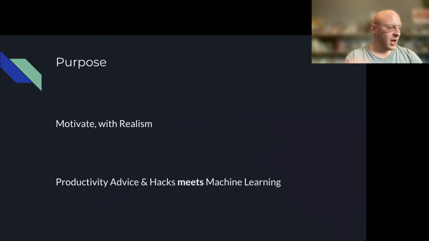So to start off, the purpose of this talk: first of all, I want to motivate you guys, because of course I do. But second of all, I want to be realistic. I think that a lot of people who are having this kind of conversation make the mistake of being overly flowery when it comes to how easy something's going to be. And then people get started and they get really disappointed and they get scared away. That is not the point of this. I really don't want you guys to be scared away, but part of that means being, frankly, kind of blunt when it comes to what the process is actually going to look like. So, motivate with realism. As for what that actually looks like as applied to the talk, it's basically productivity advice and some hacks, meeting machine learning.